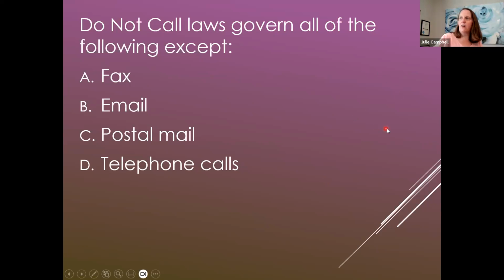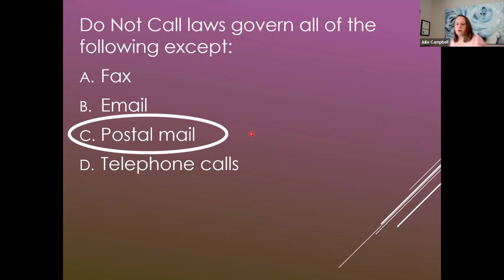Okay, so do not call laws govern everything except snail mail. So there's no regulations on the snail mail we can send. Fax and email, specifically what those address is bulk email, bulk fax.